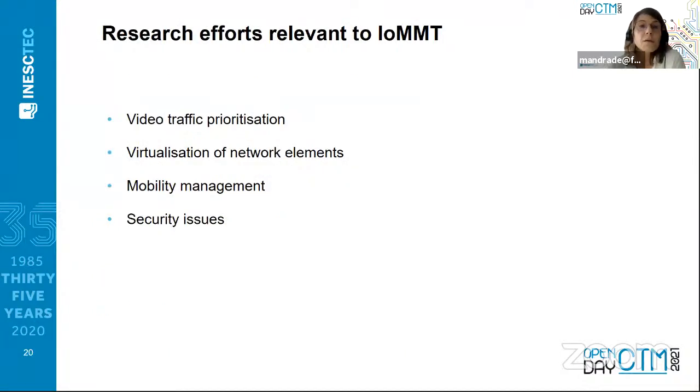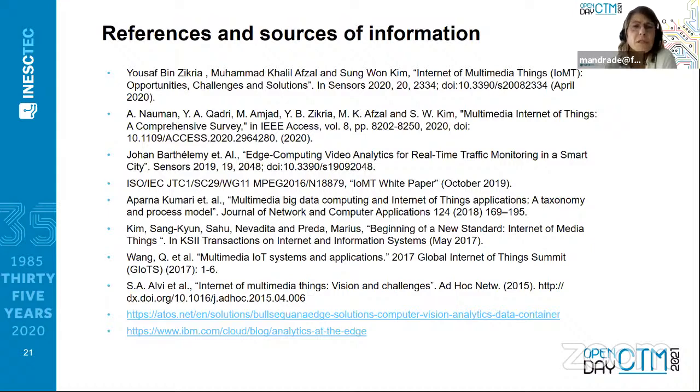So the ongoing research efforts on many aspects, among which I have here selected some, are very relevant to IoMT, even though they are not specifically targeting IoMT. So I leave you here with some references for the sources of information.